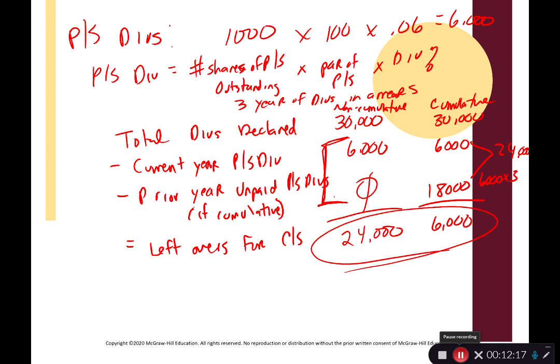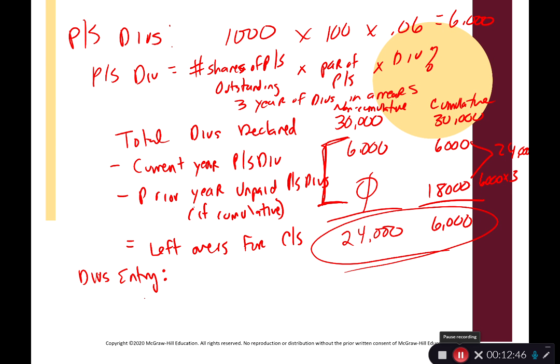You may notice we didn't do a journal entry when it came to preferred stock dividends, and that's because the journal entry would be exactly the same as regular cash dividends, where we debit retained earnings. And in fact, I just realized I didn't go over this. So let's go through the dividend entry. Whether it's preferred stock or common stock, the dividend entry is going to be the same.